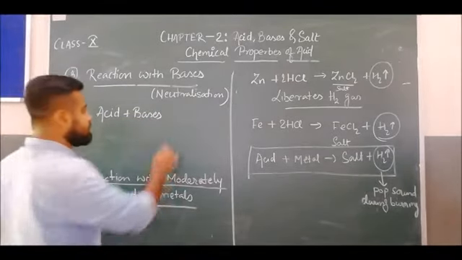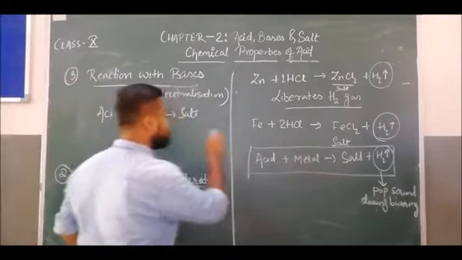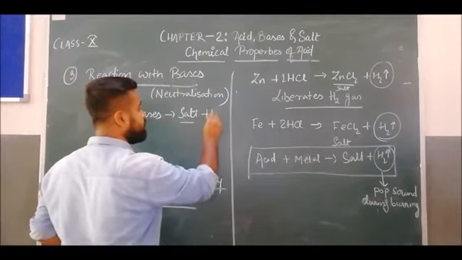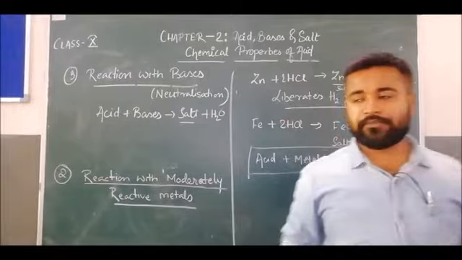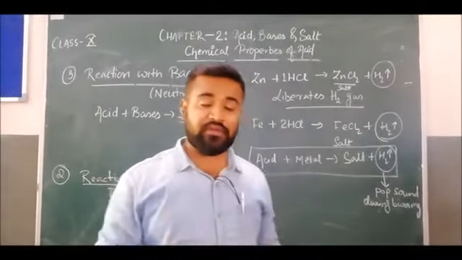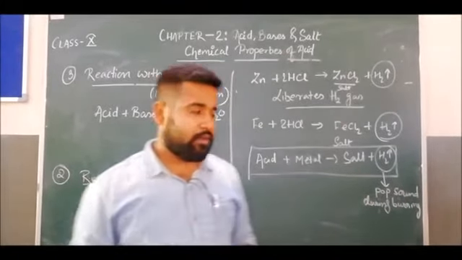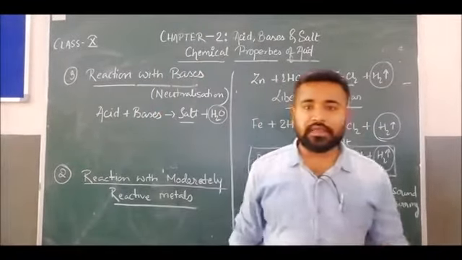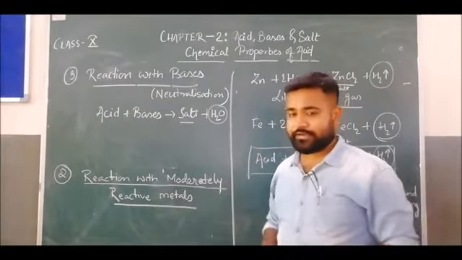remember the important characteristic is that it gives salt, just like here we are getting salt, here also we will get salt. But what is the difference between this one and this one? Here the byproduct we will get is water. Whenever acid and bases react, they give salt plus water. So water is the important characteristic of the neutralization reaction.